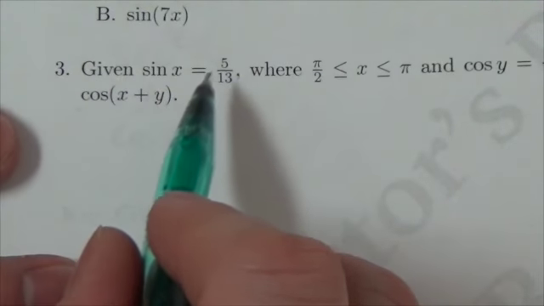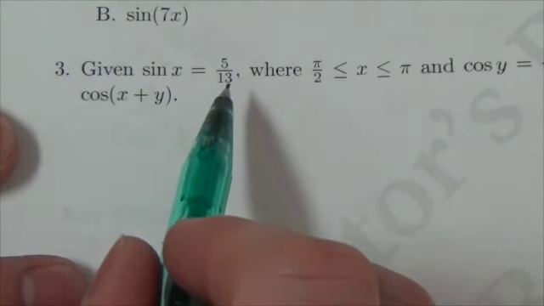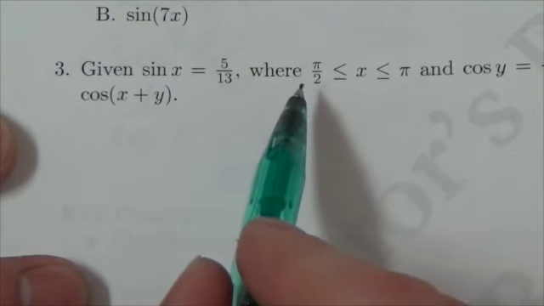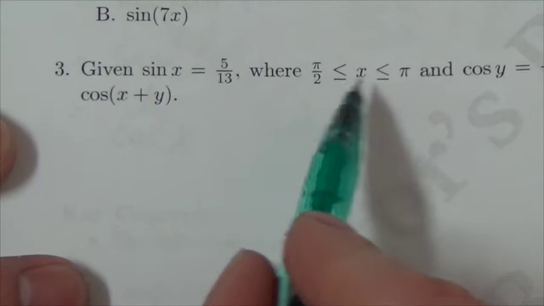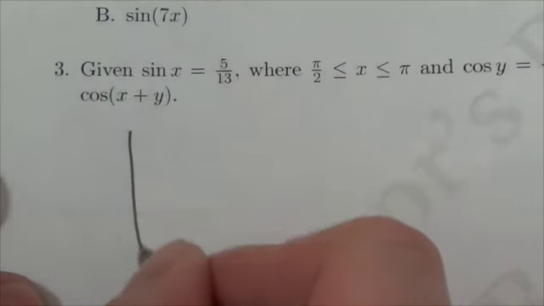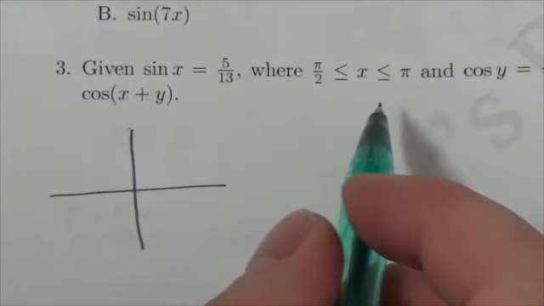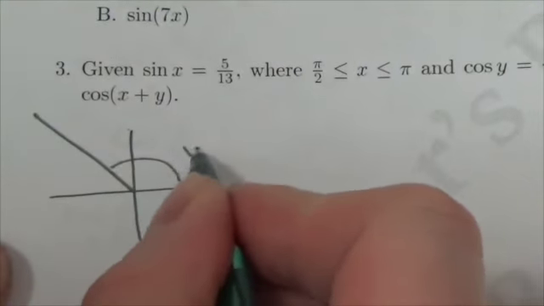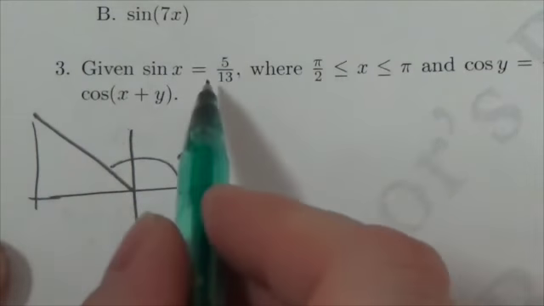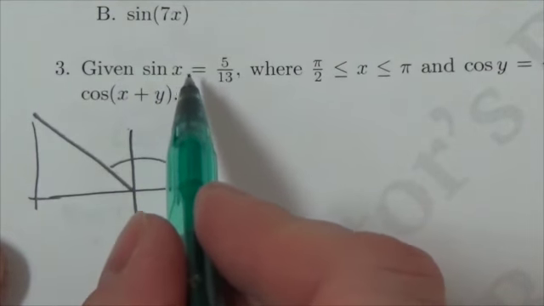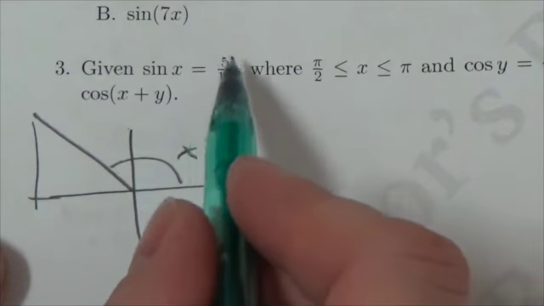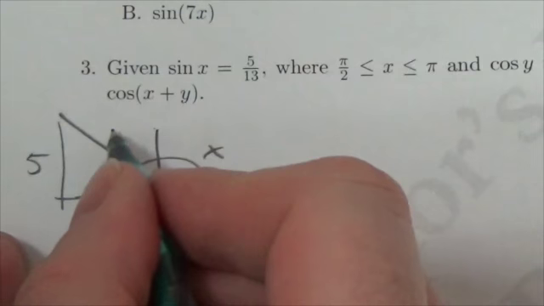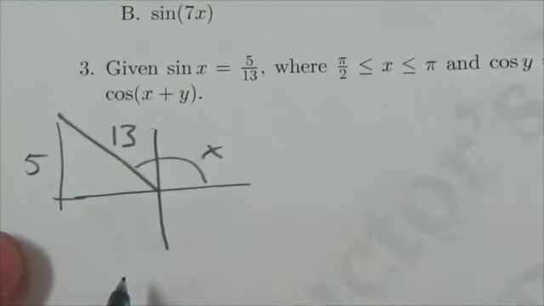So given that the sine of x is equal to 5 over 13, I've got to think about what that's saying in terms of my y and my r. It says where the angle is between pi over 2 and pi. Now, what that tells me is that I've got a second quadrant angle. This is my x. And based on the fact that I'm being told that the sine of that angle is 5 over 13, I know that they are describing a triangle where this length here is 5, this is 13.